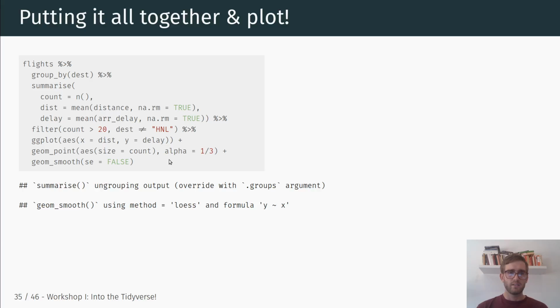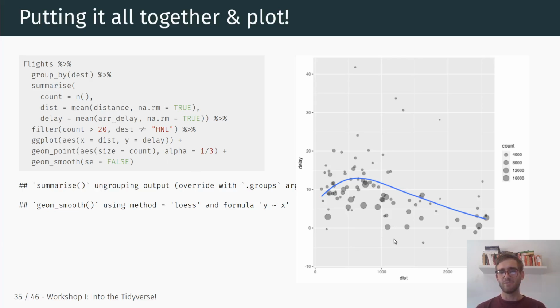So you should already have a good idea of how this plot is going to look, but here's ultimately the result. Again, we have on the x-axis the distance that the airplane took to get to that specific destination. We have the delay on the y-axis. Each dot is now a unique destination. The size of each dot identifies how many planes arrived there in 2013. And we have a local average fit looking at the relationship between distance and delay.